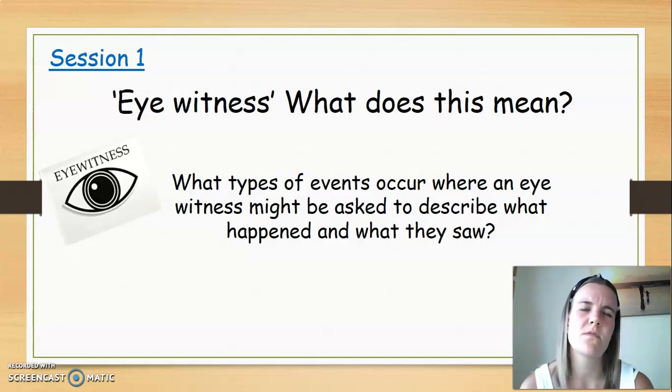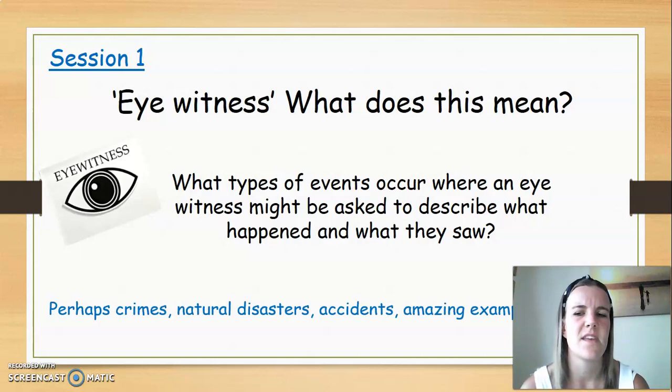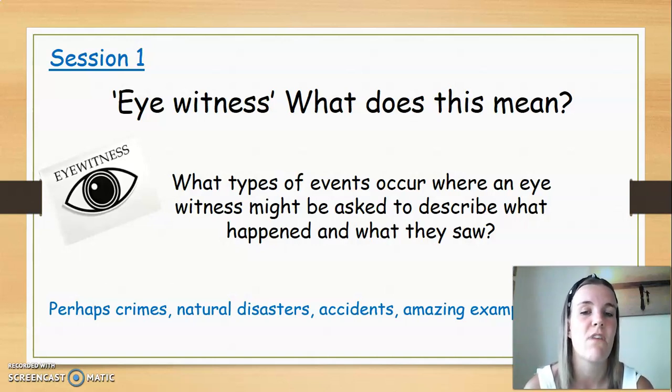So, what sorts of events might occur where an eyewitness might be asked to describe what they've seen happen? Why would an eyewitness need to write a report, do you think? Let's have a look and see. So perhaps for a crime, an eyewitness may be asked to write down what they've seen to help the police, perhaps, if they've witnessed a crime.